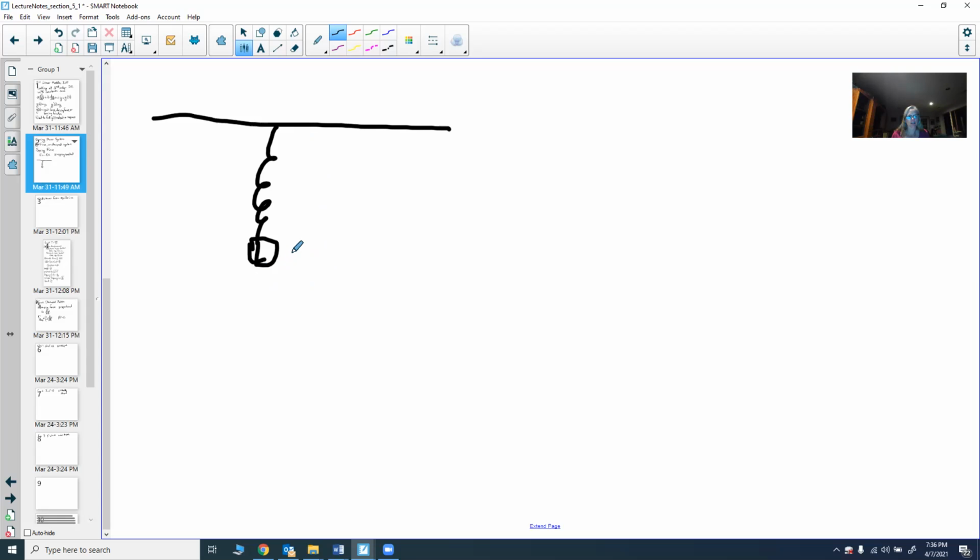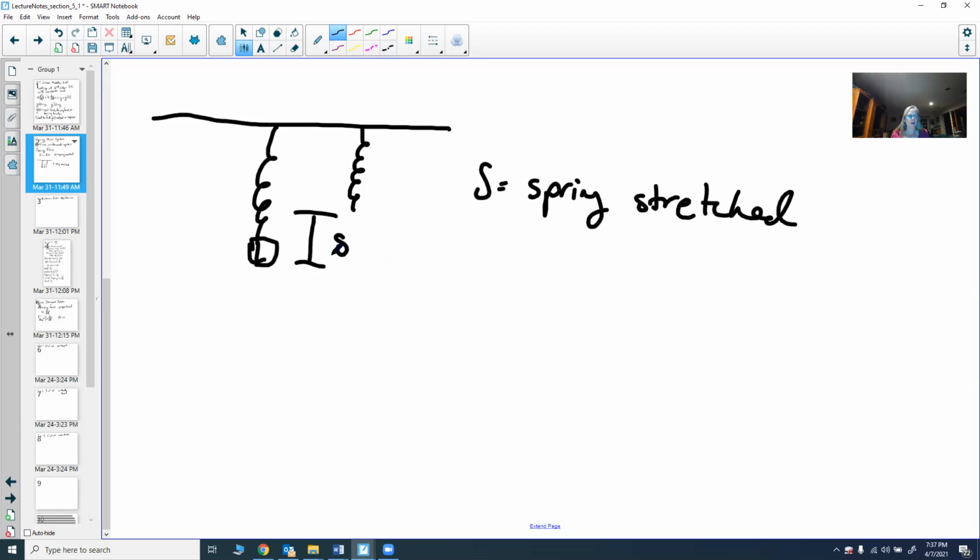So first off, we are going to stretch it. We're going to put a mass on that. It will stretch it from where it was originally. So we might have a spring that's of this length, and then the mass will stretch it. This distance that gets stretched, let's call it S for something to call it. And so that's how far the spring is stretched. And when it gets stretched, it's going to be in a new position. I'm going to call this position equilibrium.